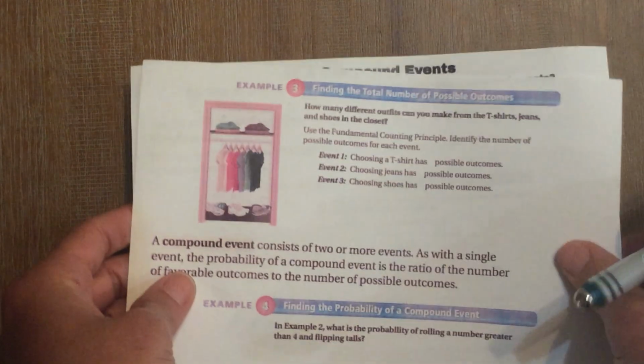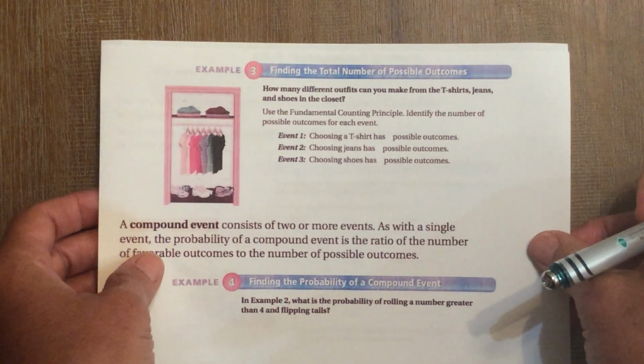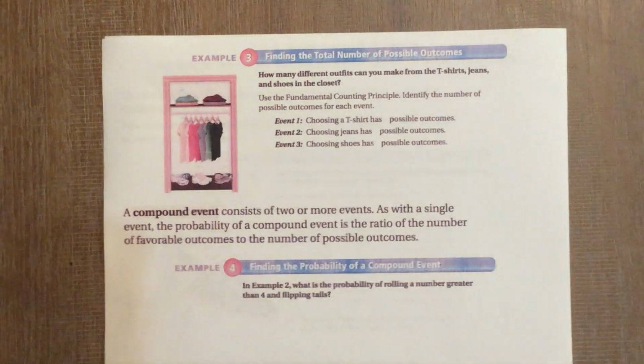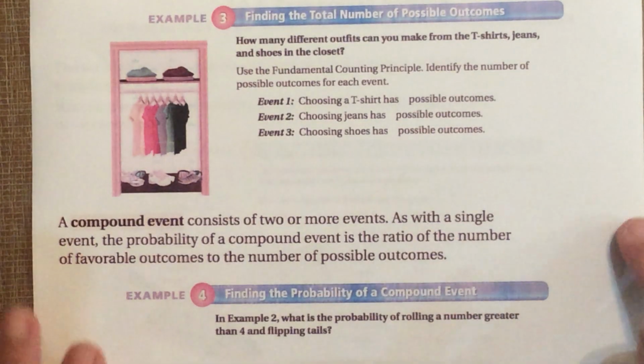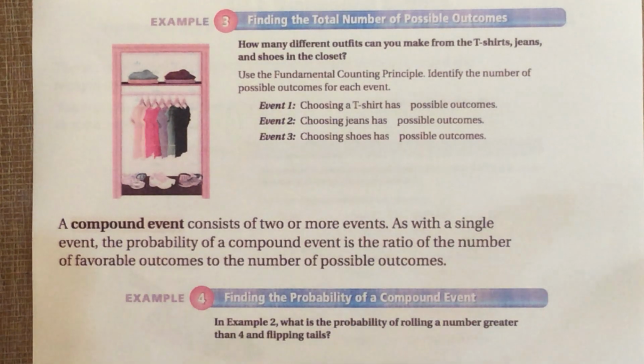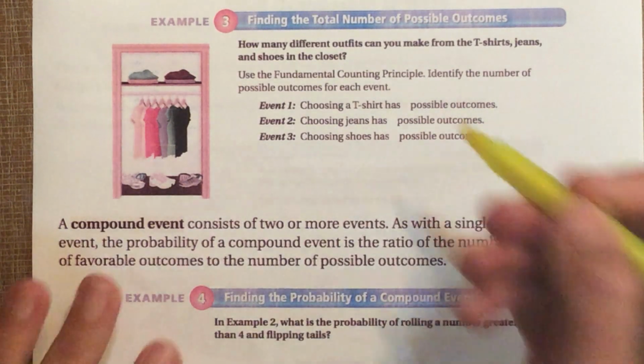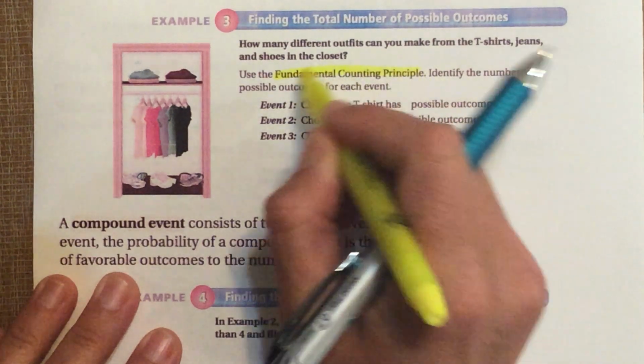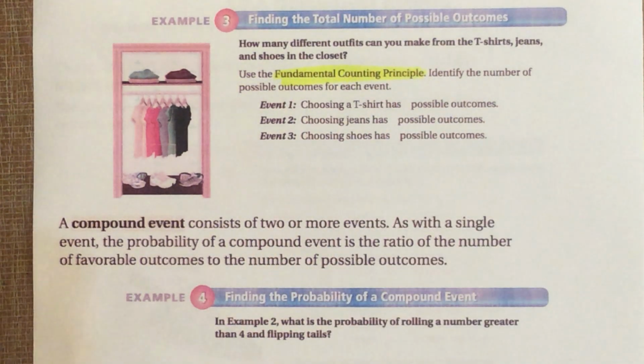Okay, let's look at the next example, 3. Again, I apologize for my printer. Finding the total number of possible outcomes. How many different outfits can you make from the t-shirts, jeans, and shoes in the closet? Use the fundamental counting principle. Yay, because sometimes tree diagrams can be kind of a nightmare.